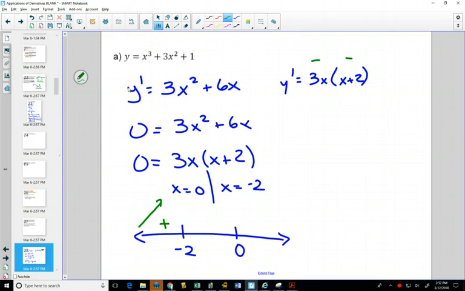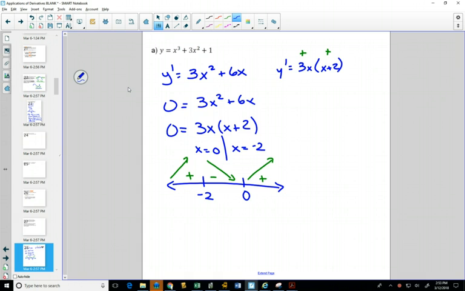Between -2 and 0, if I picked -1, this first factor would still be negative, but my second factor would now be positive. And a negative times a positive tells me that that part is decreasing. And after 0, if I plug in 5, 3 times 5, that'll be a positive number. 5 plus 2, that'll be a positive number. This will be increasing.